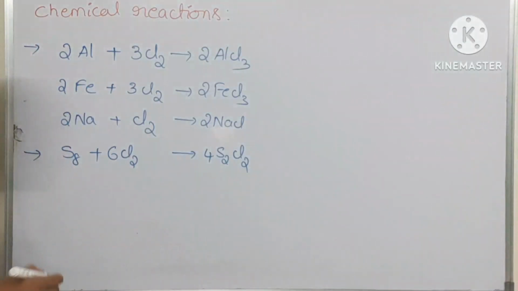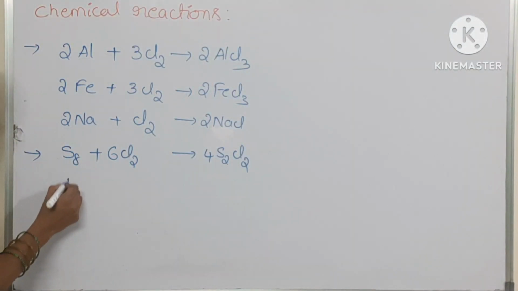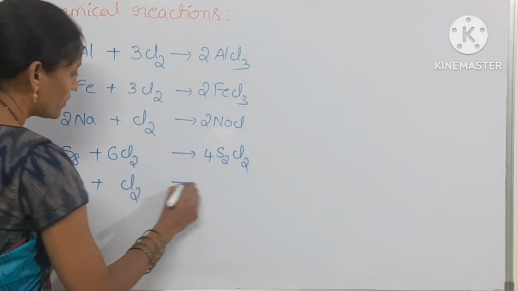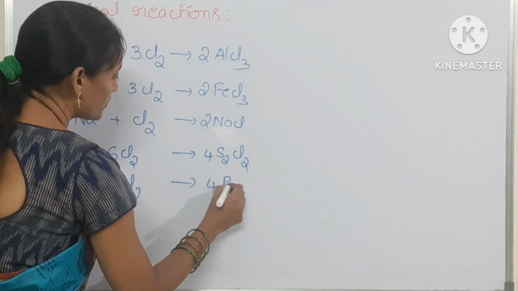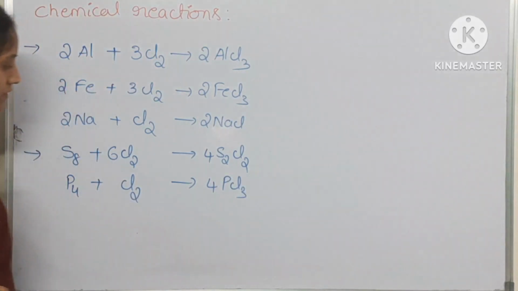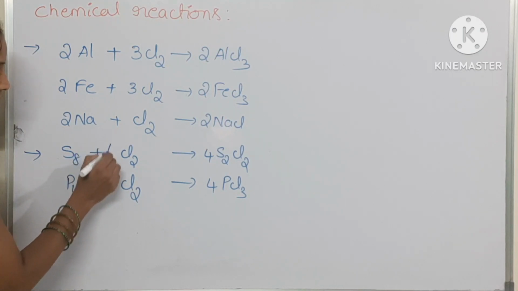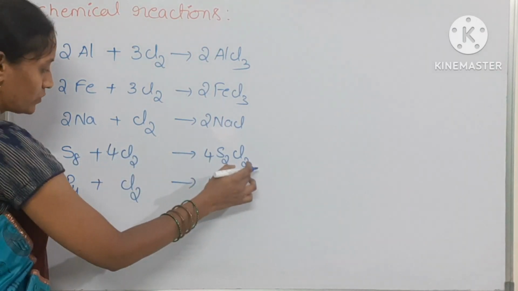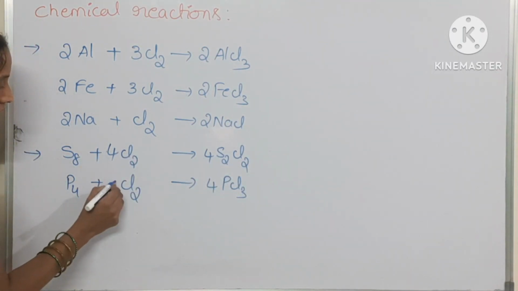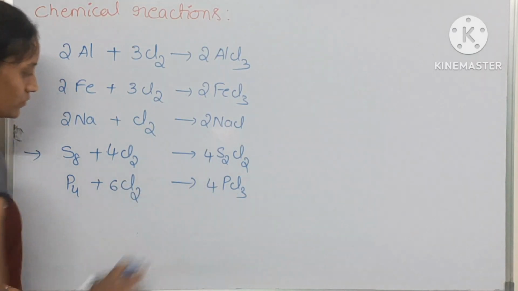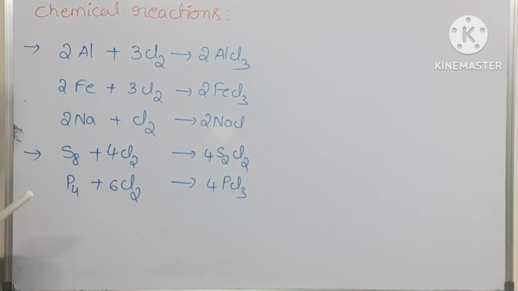And then P4 also reacts with chlorine. P4 reacting with chlorine, you will get 4 moles of PCl3. Here you take 6 moles of chlorine, then it will be balanced: 6 twos are 12, 4 threes are 12. That's enough. Then coming to the next one.